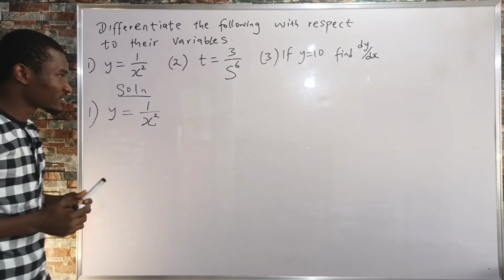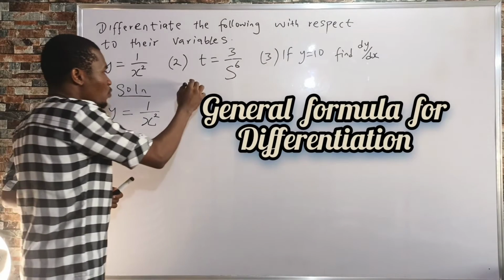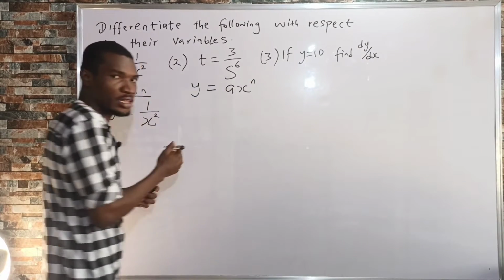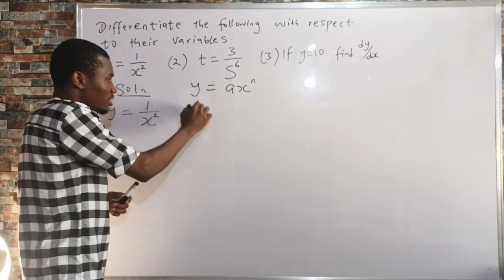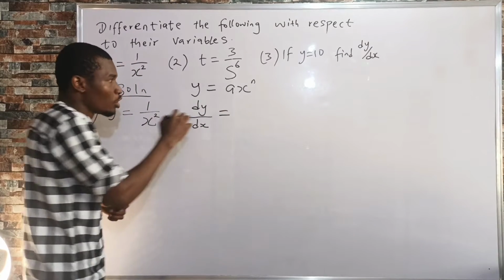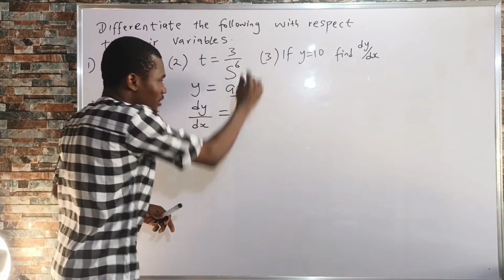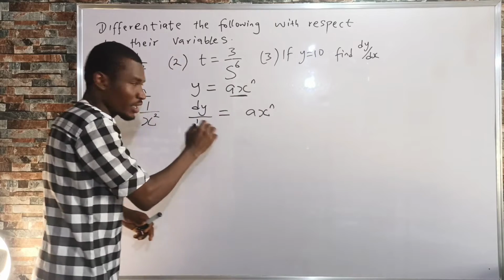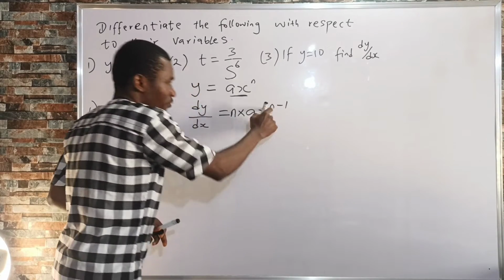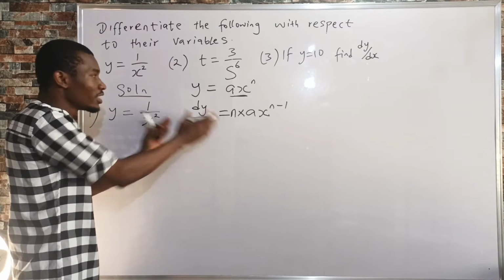But before then, remember that the general formula for differentiating a function is this: if we have a function like y equal to ax raised to the power of n, to differentiate this function, we shall say differentiating y with respect to x will be equal to multiplying this given term by the power n. So we have ax raised to the power of n multiplied by the power n. Then I will subtract 1 from the power. This is the basic formula we know on how to differentiate a given function.